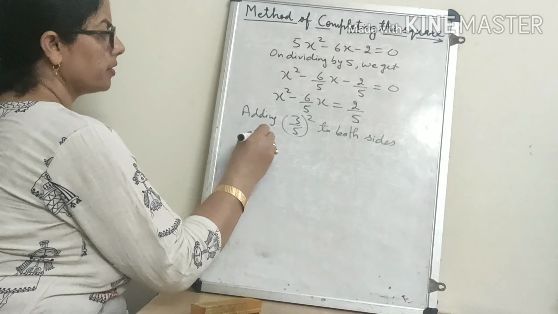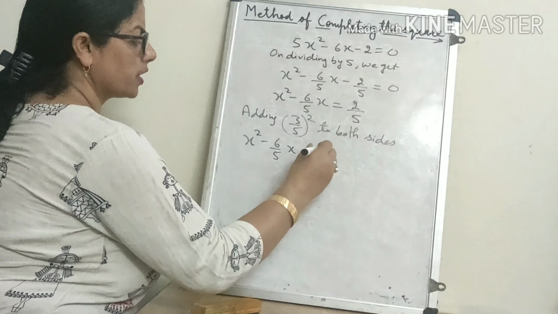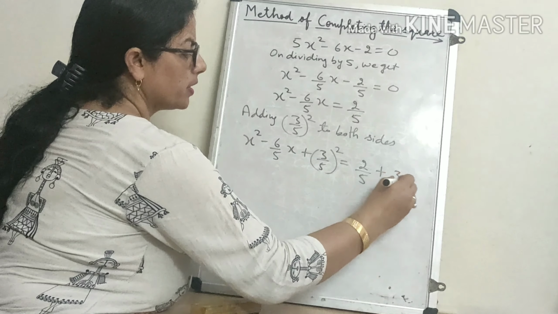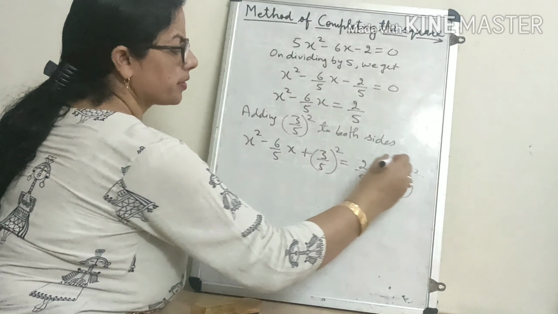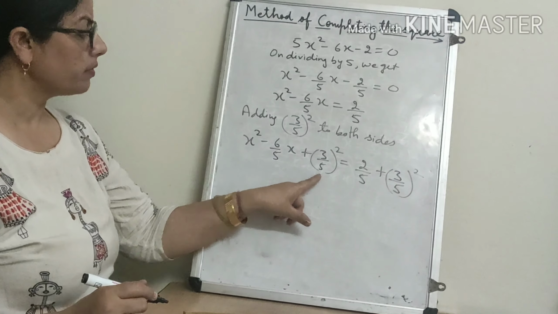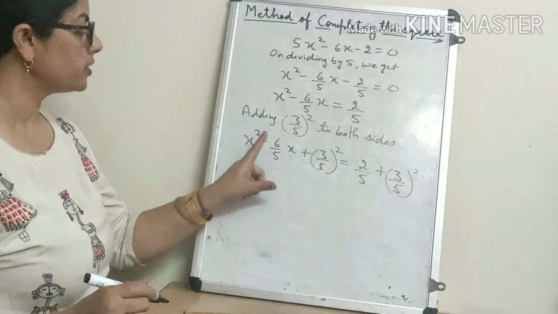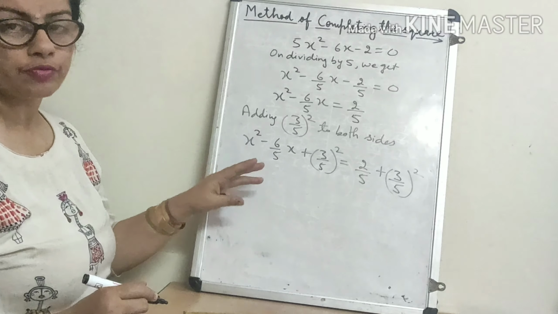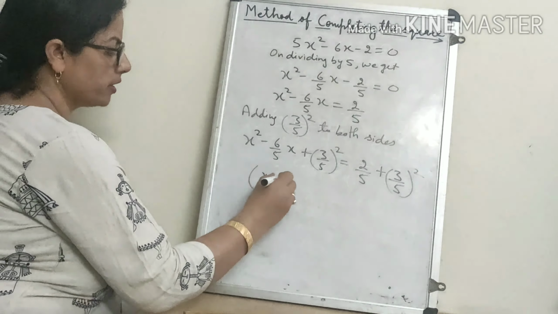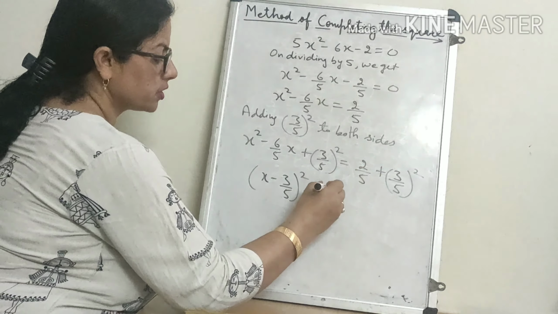So x square minus 6 by 5 x plus 3 by 5 whole square, and in right also 2 by 5 plus 3 by 5 whole square. As you add this, this is our whole square. This will become a whole square. This is a square, this is b square, this is 2ab. No need to check, it will be 2ab. See, all are positive? No, one is negative, means a minus b whole square. And now we will solve this.